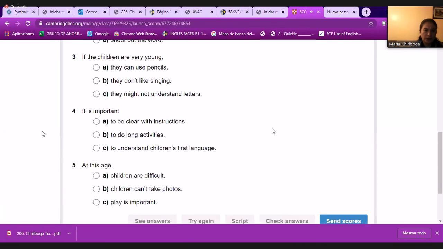Let's now look at using play in your teaching. Play is an essential part of life for children at this stage of their development. Teachers should therefore use play as much as possible. Games with photos or pictures, competitions, races, and so on are among the most exciting ways in which children learn. You can also use games to help practice words and expressions you have just taught.